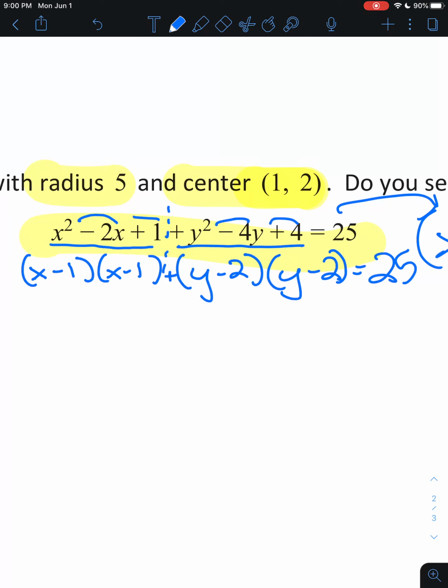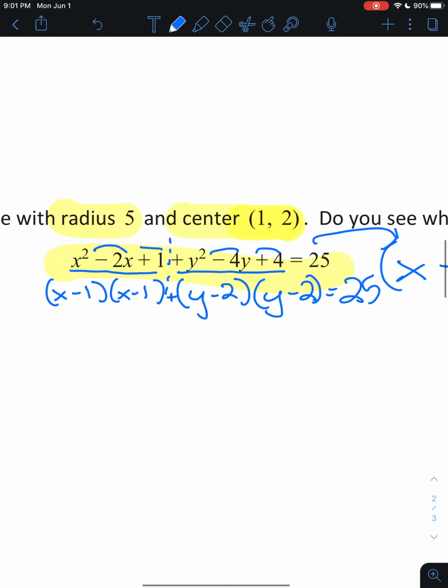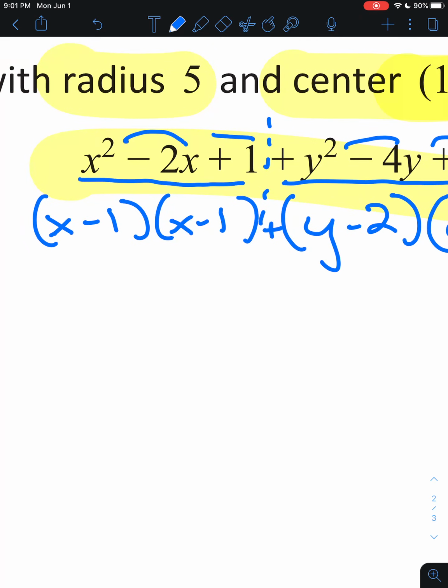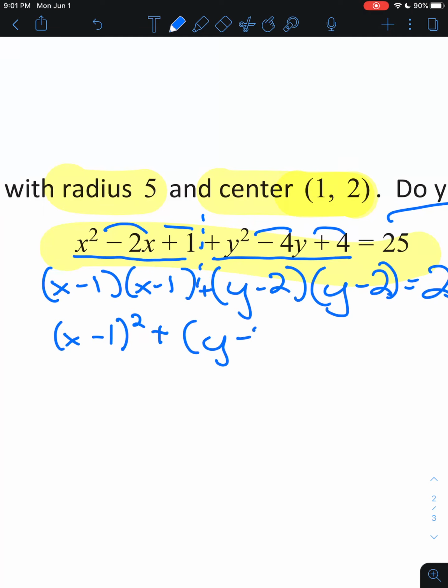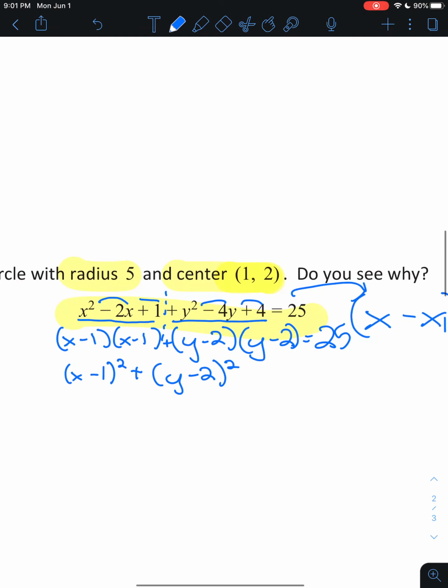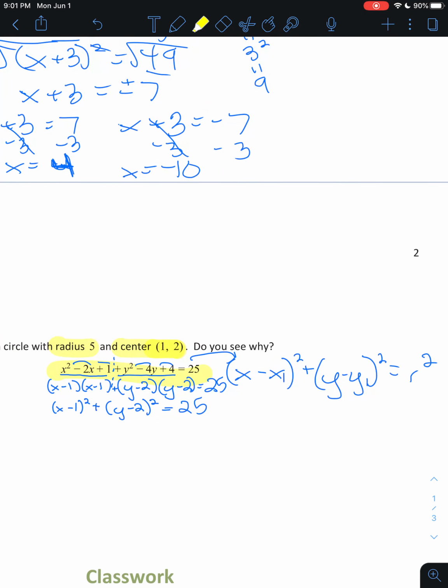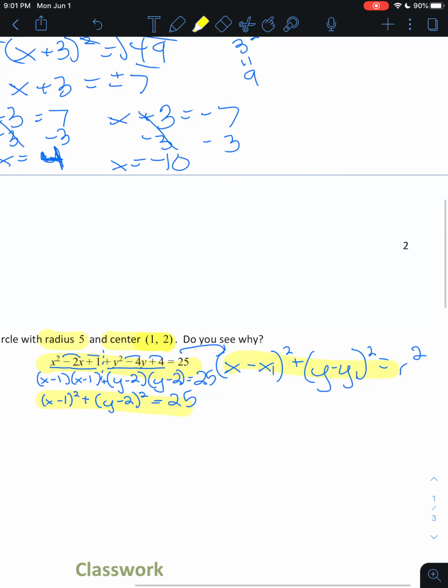Now what we have is this big equation: x minus 1 times x minus 1 plus, we bring this plus down, y minus 2 times y minus 2 equals 25. Now if you remember, we can combine this into x minus 1 squared plus y minus 2 squared equals 25. And now you should notice that this equation looks a lot more like this one up here.